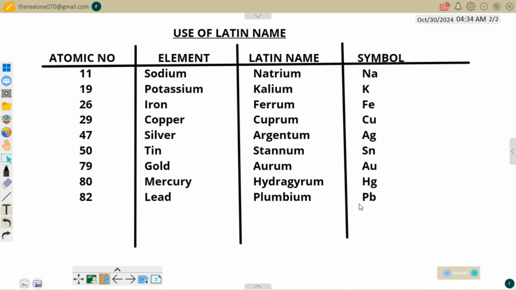So these are the ways of representing elements symbolically, according to Jons Jacob Berzelius in 1818.